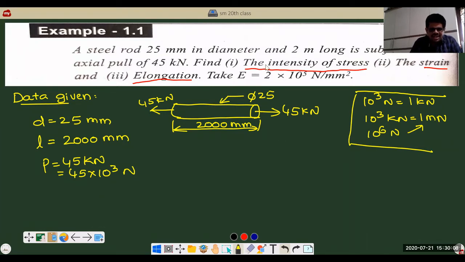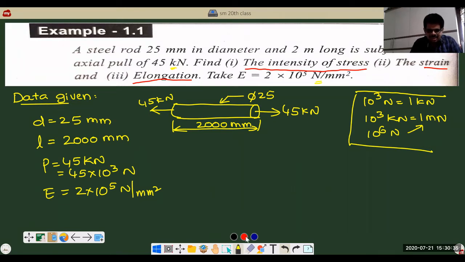And what is the next data given? That's all. And the E is also given. That is Young's modulus or modulus of elasticity, 2 into 10 to the power of 5 newtons per square millimeter. See, observe here it is given in newtons, but here the force is in kilonewtons. That's why I have converted this force into newtons. So this is the given data. Now let us observe. What we have to find out is the intensity of stress or stress value, right?